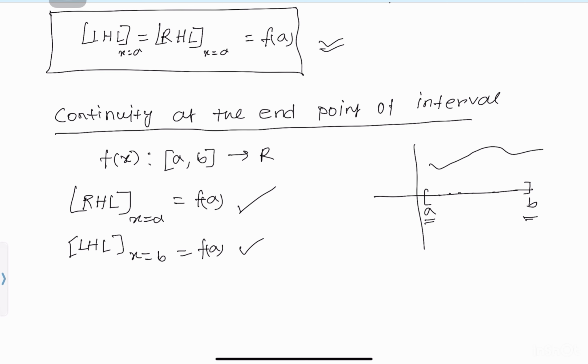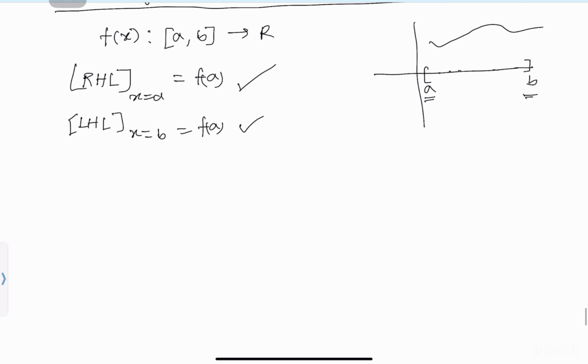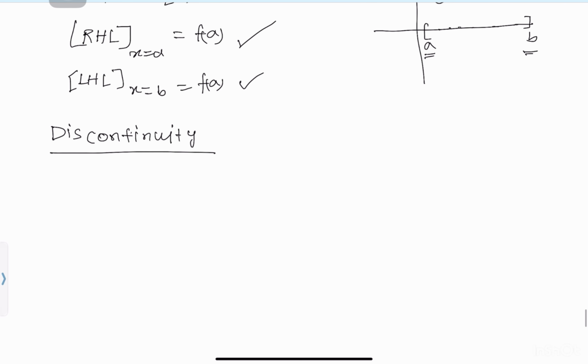Now, when can you say that the function is discontinuous? Continuity is clear at interior points and end points. Discontinuity: whenever a function is not continuous at some point, this is called discontinuity. Clear? So if the function is not continuous, that means the function is discontinuous.